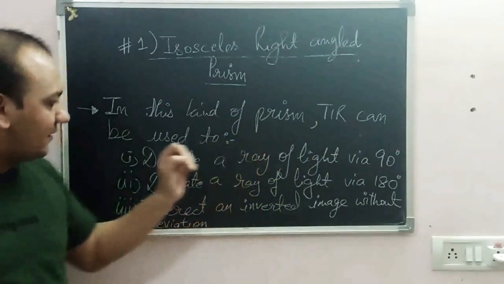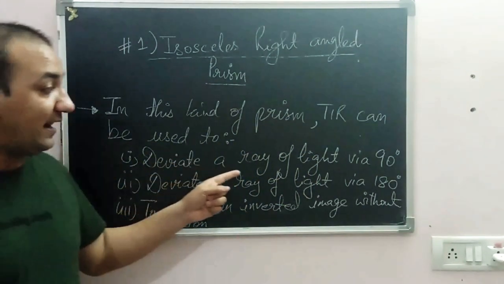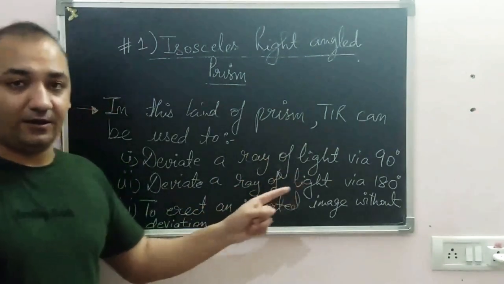So let's understand them one by one, with our very first one, deviation of a ray of light through 90 degrees.